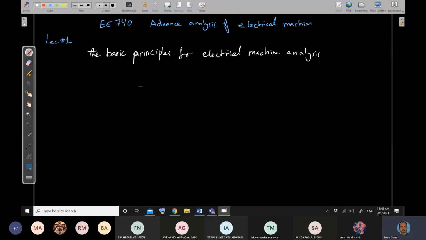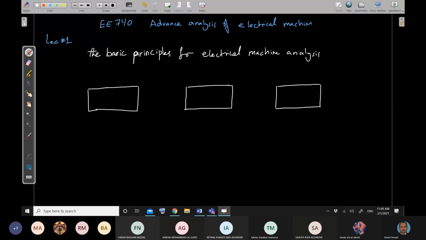Now, in general, you know that any electrical machine consists of three parts. So simply, let's assume that I'm having three blocks here that represent the main component of the electrical machine, or the main ports of the electrical machine. So any electrical machine must have what? In general, any electrical machine must have electrical system, mechanical system, and what else should I have?